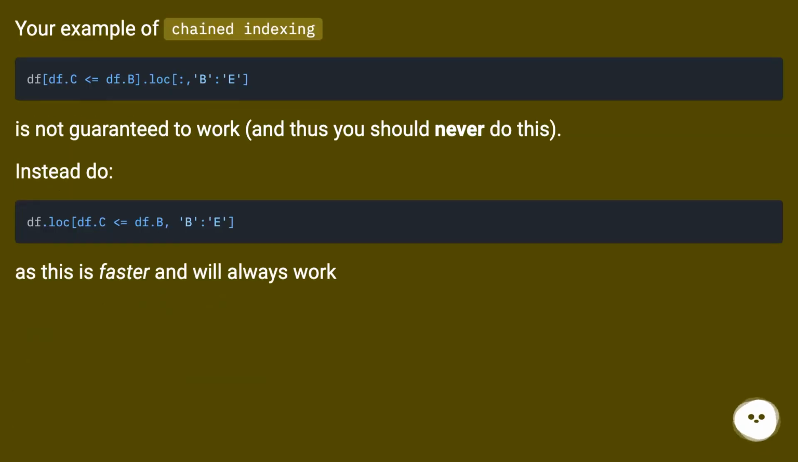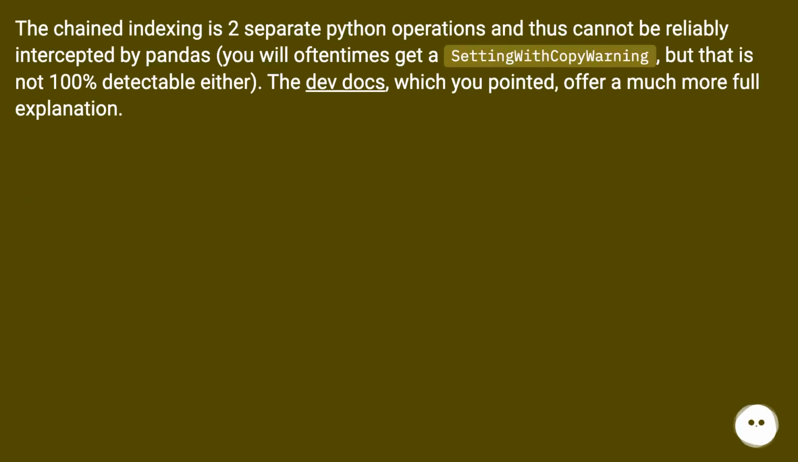Your example of chained indexing is not guaranteed to work, and thus you should never do this. Instead do, as this is faster and will always work. The chained indexing is two separate Python operations, and thus cannot be reliably intercepted by Pandas. You will oftentimes get a SettingWithCopy warning, but that is not 100% detectable either. The dev docs, which you pointed to, offer a much more full explanation.